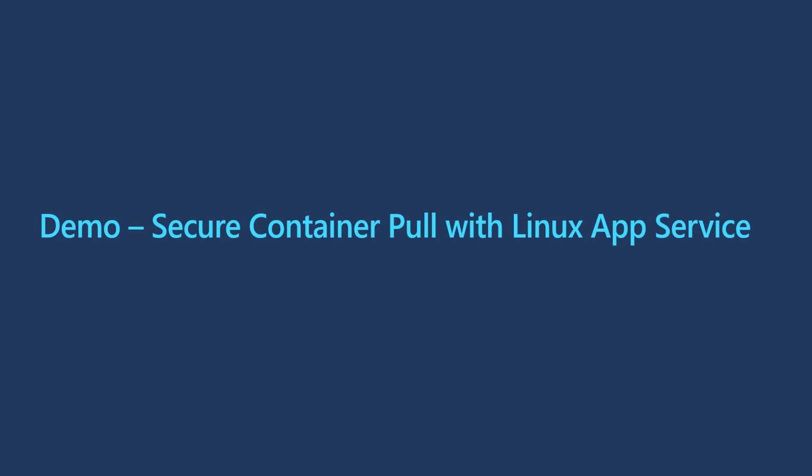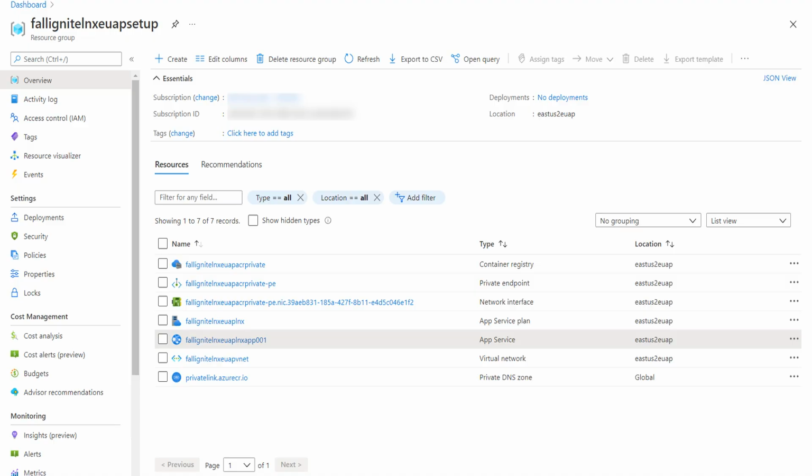So from here, what we'll do is we'll switch over to my machine and I'll walk you through in a little bit more detail a demo showing all these moving parts coming together to enable secure container pulls when you're running on Linux App Service. I'm here in the Azure portal to walk you through all of the different components that come together to allow us to pull a Docker container securely over a virtual network when you're running on Linux App Service.